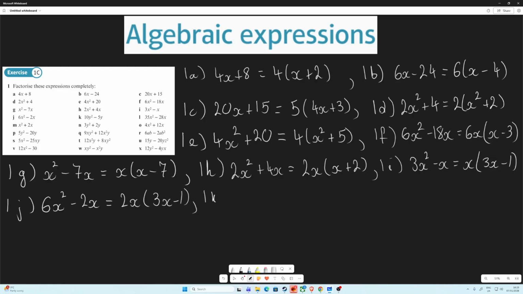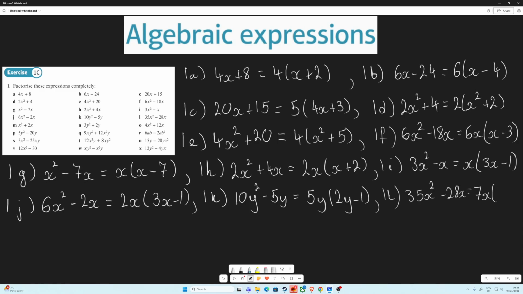1k. 10y squared minus 5y. 5y is the common factor. We're left with 2y minus 1. 1l. We have 35x squared minus 28x, so that will be 7x times 5x minus 4.